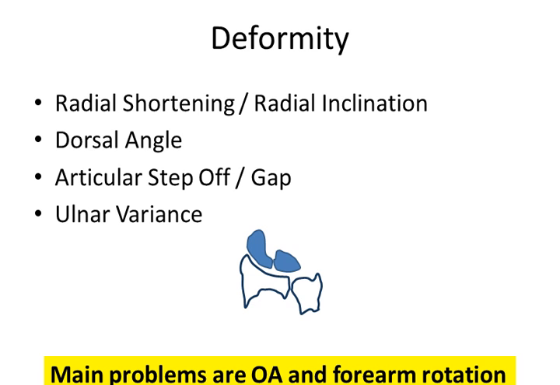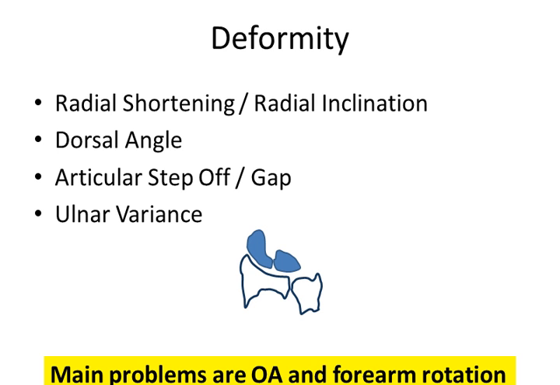So in other words, a very deformed fracture generally needs fixation, because you need to reduce it. Right, actually, you just need to reduce it. So deformity you look for is radial shortening, radial inclination, dorsal angle, step off, gap, and ulnar variance. The reason is because if you don't correct all these things, they will get osteoarthritis, or they may have DRUJ problems, and they cannot have forearm pronation and supination.